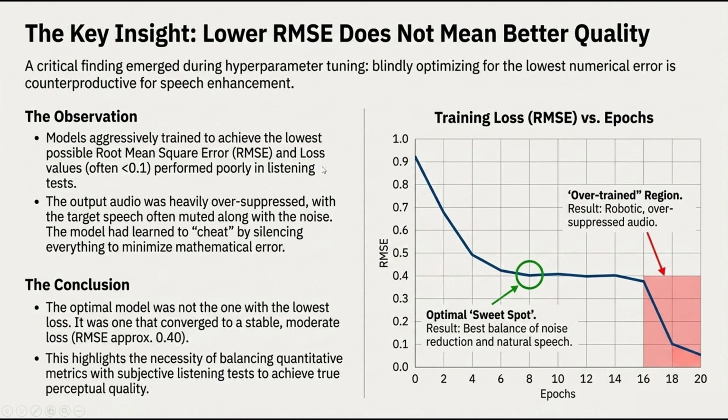A crucial finding came from hyperparameter tuning. If we push training to get the lowest RMSE, the model can become over-aggressive, producing over-suppressed audio that sounds robotic or muffled. The best model was in a sweet spot where RMSE converged to a stable, moderate level rather than the absolute minimum. So the conclusion is perceptual quality is paramount. Objective losses guide training, but they must be balanced with listening tests and perceptual metrics.